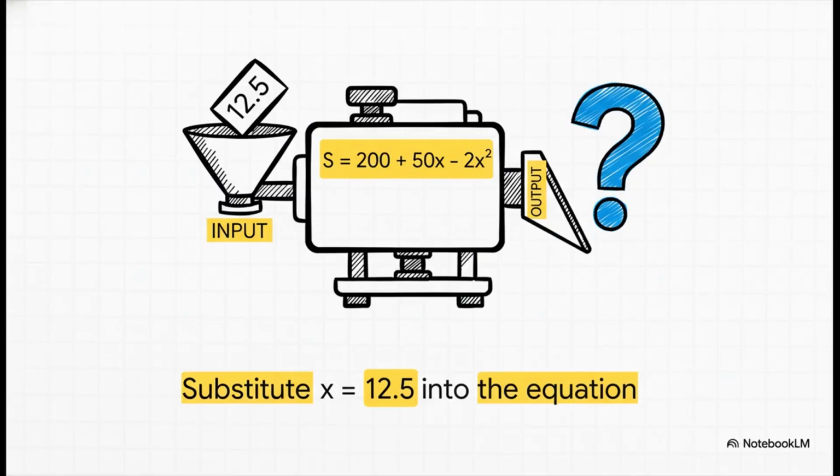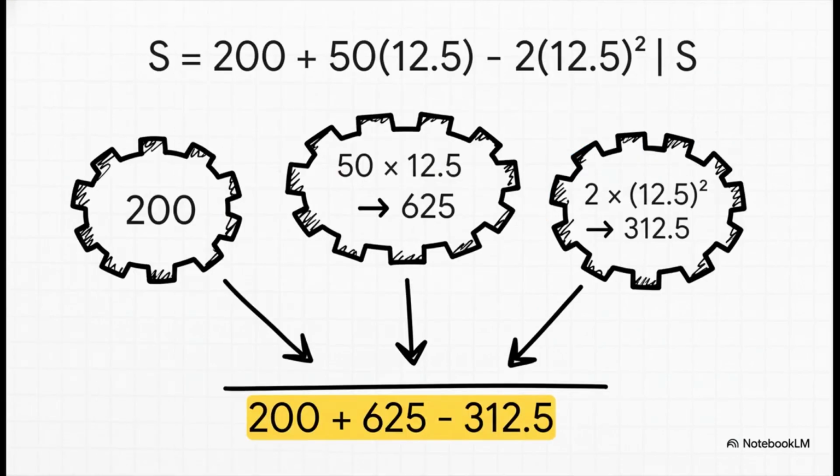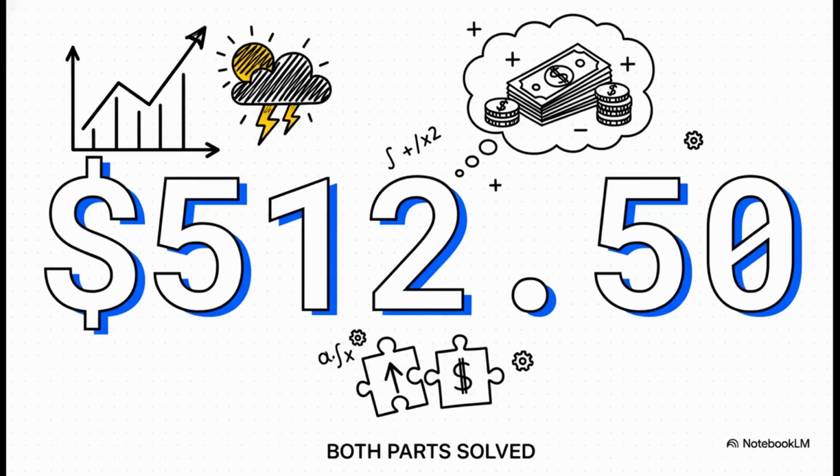But wait. The question also asked what the maximum savings would be. So we know when the peak happens, but how much money is it? To find out, we just take our answer, 12.5, and plug it right back into the original savings equation. So let's run the numbers. We get S equals 200 plus 50 times 12.5, which is 625. Then we subtract 2 times 12.5 squared, which comes out to 312.5. And when you crunch all that together, you get our final answer. The company's peak monthly savings on electricity is $512.50. And just like that, both parts of the puzzle are solved.